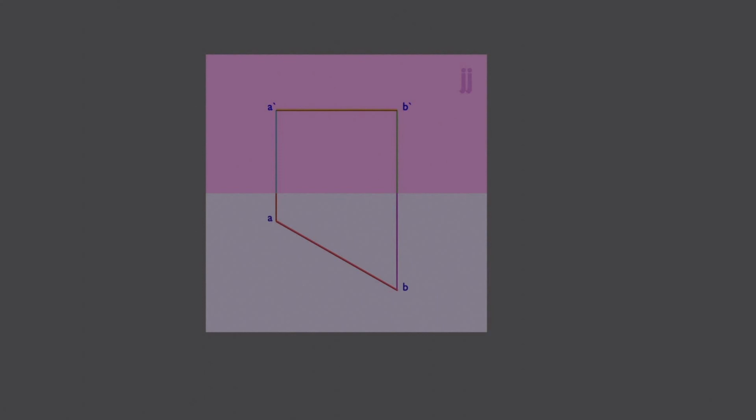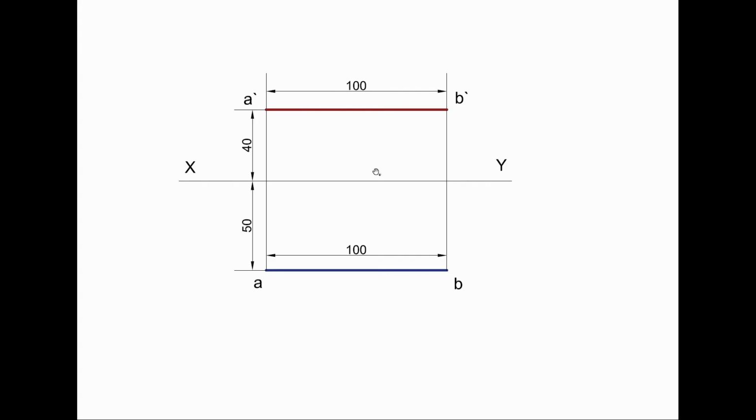Okay, so we will move on to that. Here we have the orthographic projection of a line which is parallel to both planes. We have the line AB parallel to both HP and VP. The XY line actually represents the front view of HP and top view of VP.